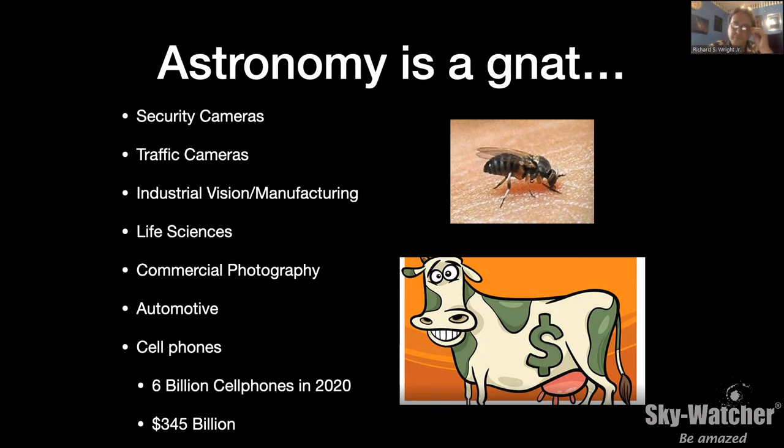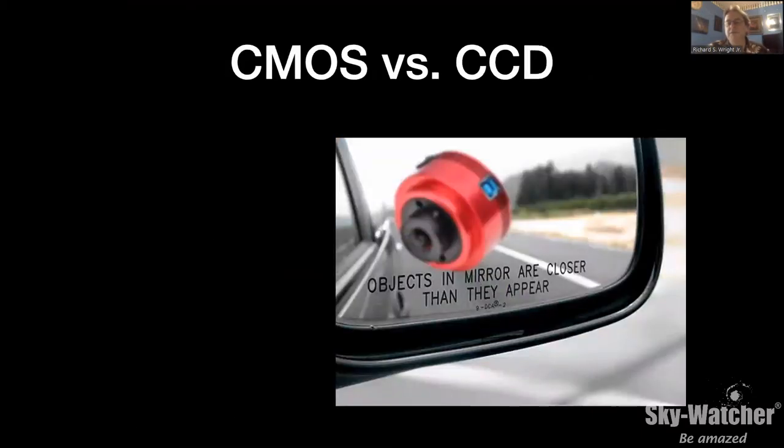Now, the whole CMOS versus CCD, how does that affect us when we do a camera choice? CMOS is catching up with CCD. I've heard this for 20 years, that CMOS is catching up with CCD. And they're right, it is catching up. In some areas, it's caught up, and in some areas, it's very close. But it is getting very big in the rearview mirror. So in some areas, CMOS has already caught CCDs.